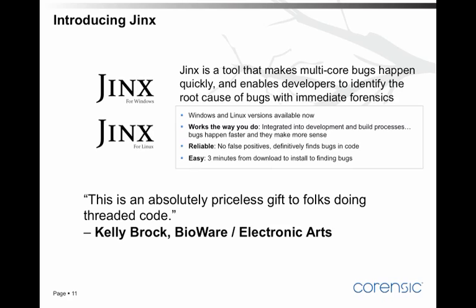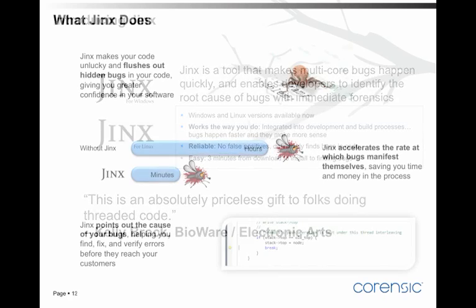Jinx is reliable. With Jinx, there are no false positives. When Jinx finds a bug, it's definitely a bug in your code. And Jinx is easy to use. Within 3 minutes of downloading, you'll be able to install Jinx and start finding bugs. And already we've seen hundreds of customers who find that Jinx is a priceless gift if they're building multi-threaded applications.